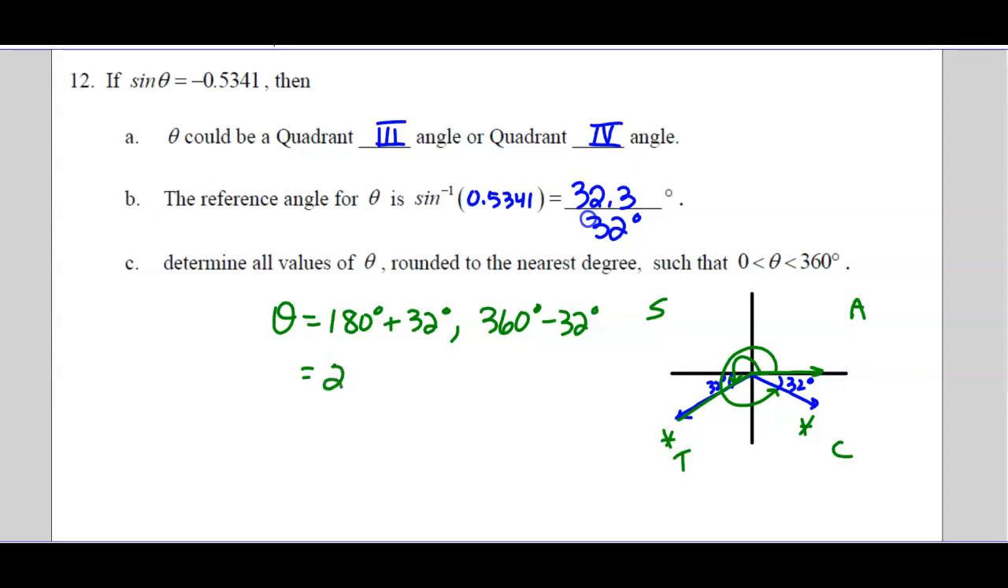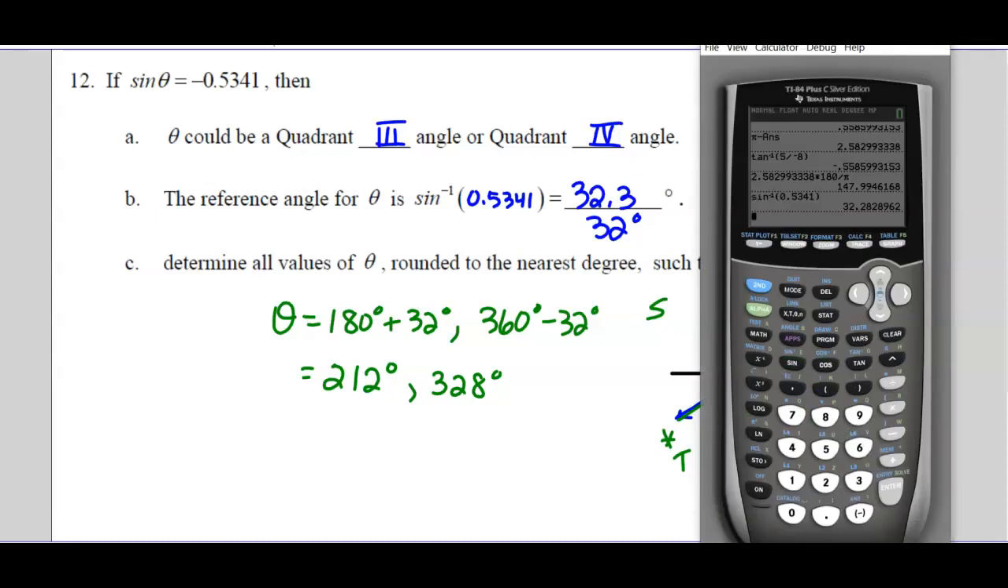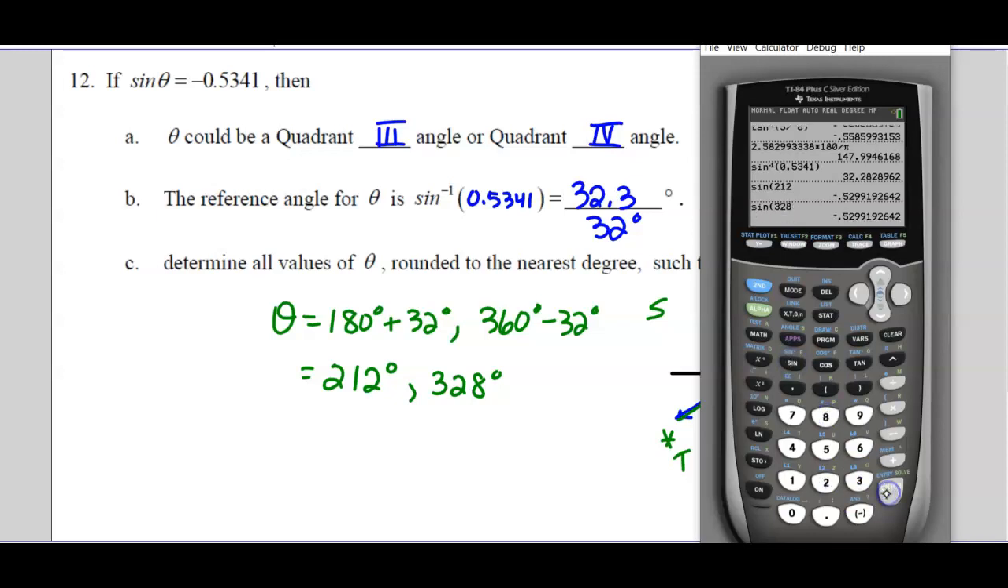Okay, so that's going to be 212 and 330, 328. Now, you can check. It won't be exact, but you can check the sign. So if I go sine of 212, I get negative 0.5. See how it's fairly different because I've rounded to the nearest whole number. What's important, though, is that it's negative, and that's negative up there. If it was far off, then obviously you got the wrong angle as well. And sine of 328 should be the same as that.